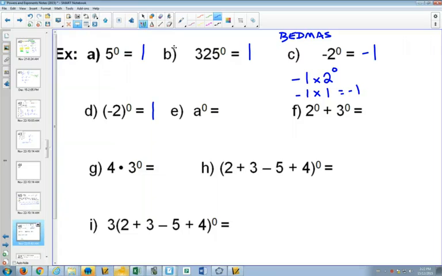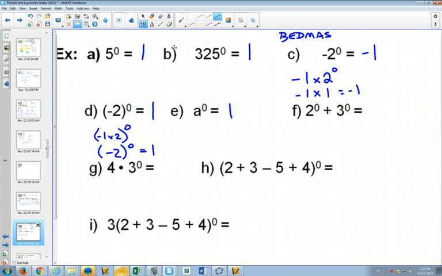In D, we have brackets. So this would be negative 1 times 2 in the brackets, which you have to do first, and you get just negative 2. In fact, some people would say there's nothing you can do inside of the brackets. The brackets are just holding a negative number. Then we do an exponent, and anything to the exponent 0 is 1. What about a to the 0? 1. What'd you get for f?